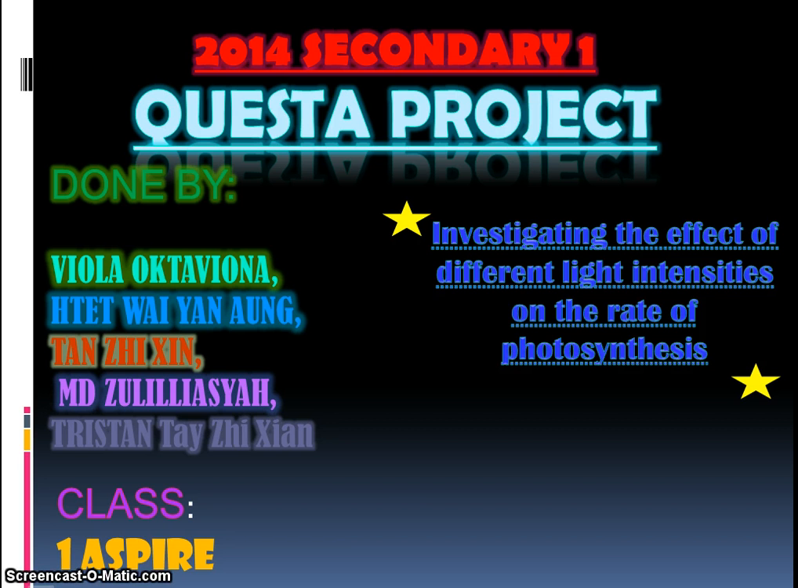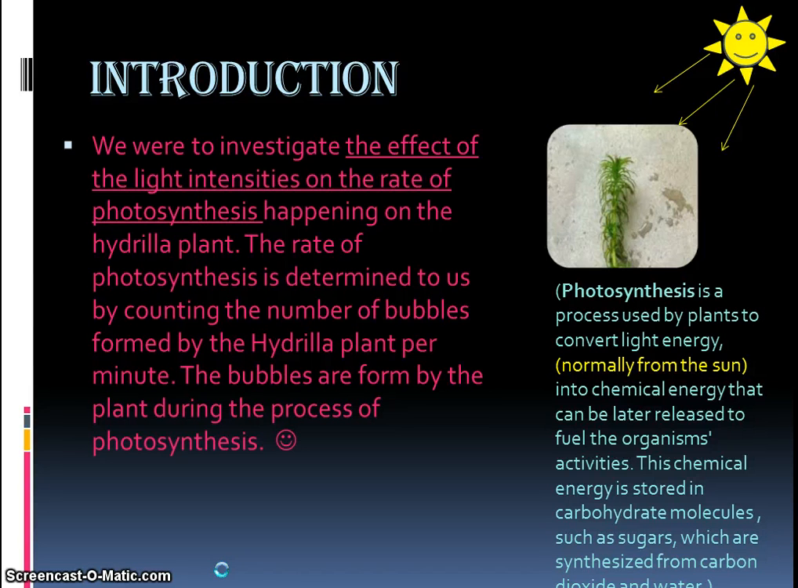Class 1 Aspire. The aim is to find the effect of different light intensities on the rate of photosynthesis. We were to investigate the effect of light intensities on the rate of photosynthesis happening on the hydrilla plant. The rate of photosynthesis is determined by counting the number of bubbles formed by the hydrilla plant per minute. The bubbles are formed by the plant during the process of photosynthesis.